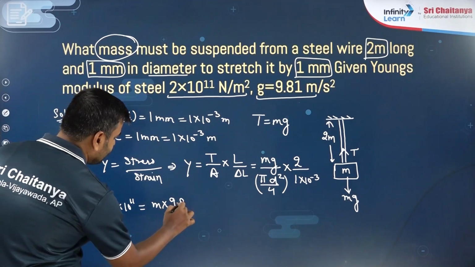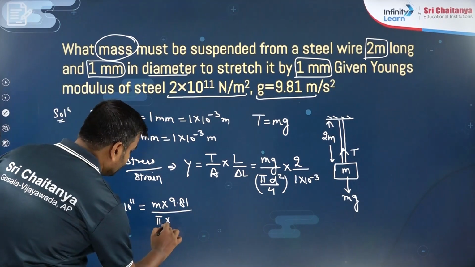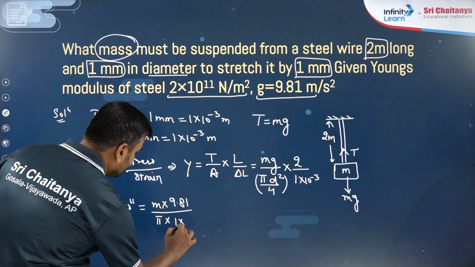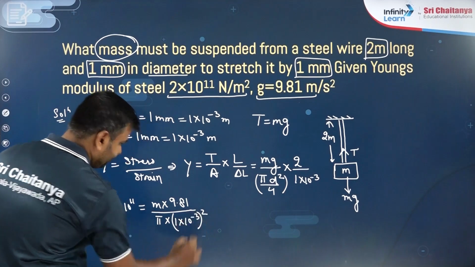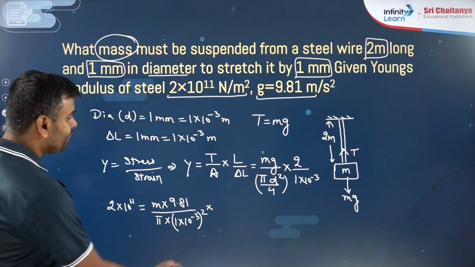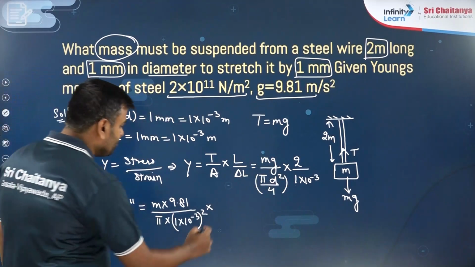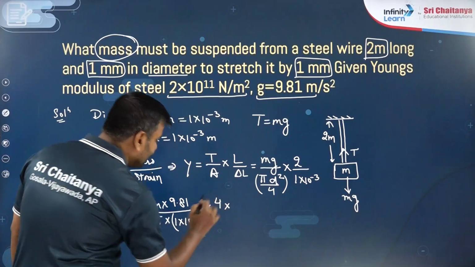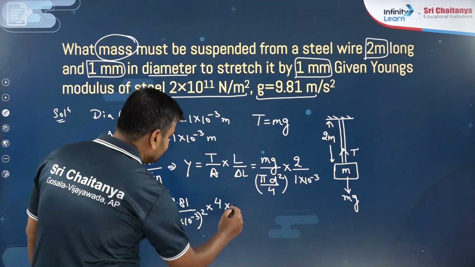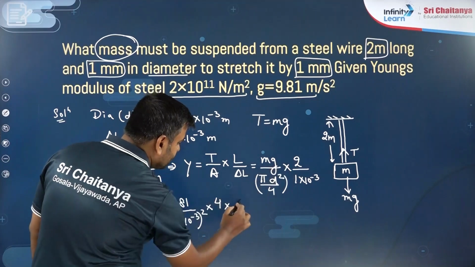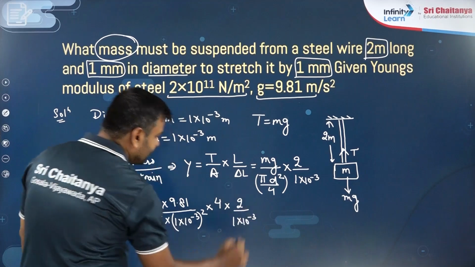G value is given as 9.81. This whole we are going to divide by pi into D, where D value is 1 into 10 to the power minus 3, whole square. This will be multiplied with that 4 which we have here. This 4 will be shifted to the numerator. Then we will get finally here, and we also have 2 divided by 1 into 10 to the power minus 3.